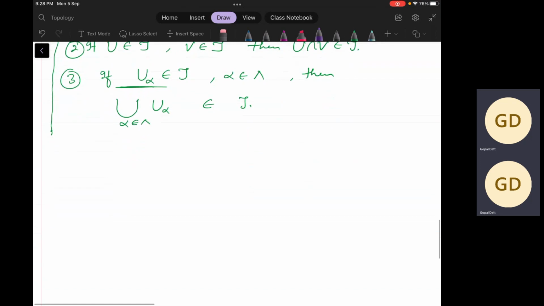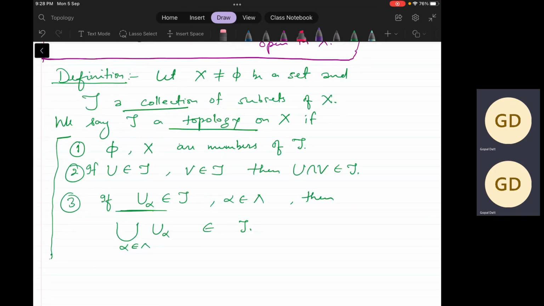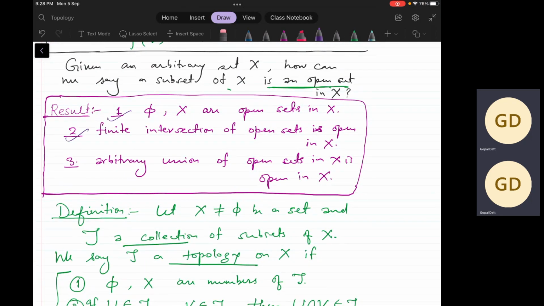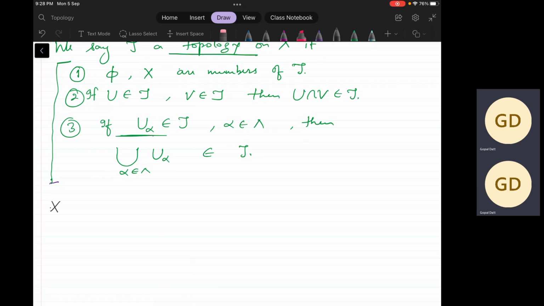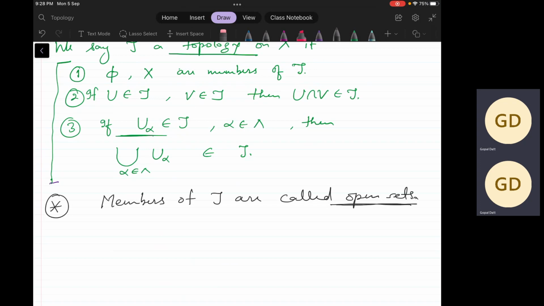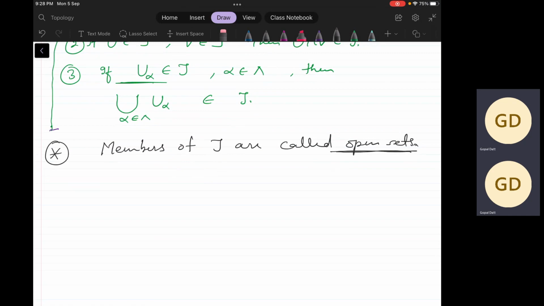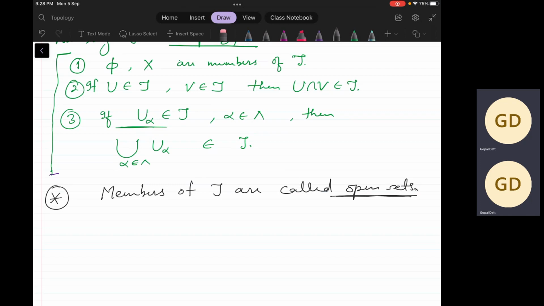Okay, so now you see these three properties are nothing but these three properties of open sets in a metric space. So note that members of tau are called open sets. We will name these members as open sets, and elements of X are called points.